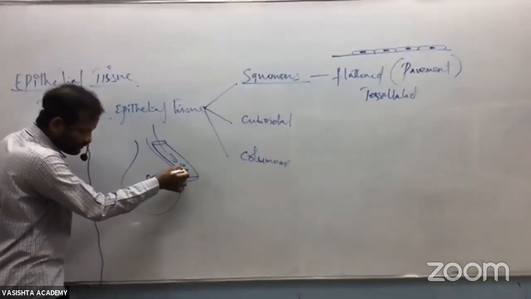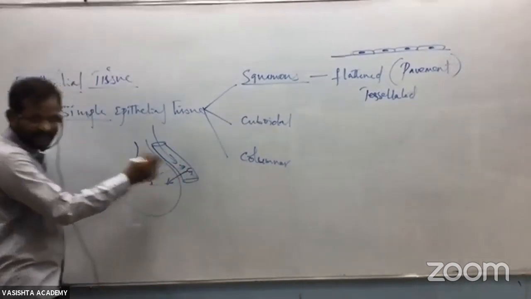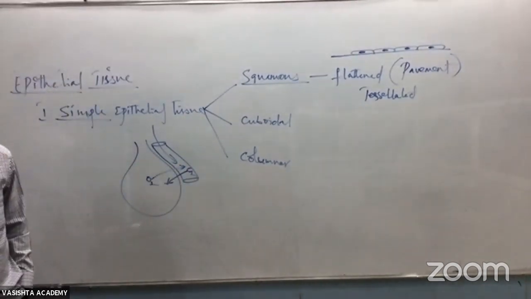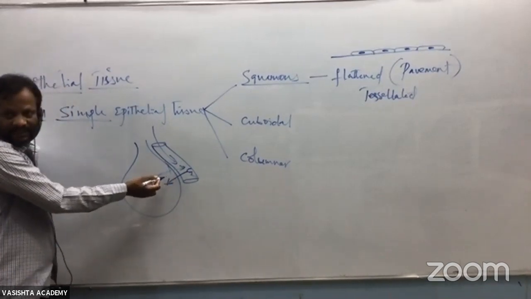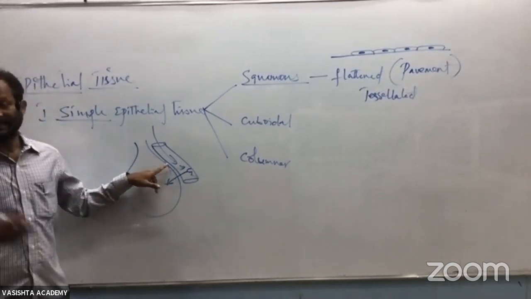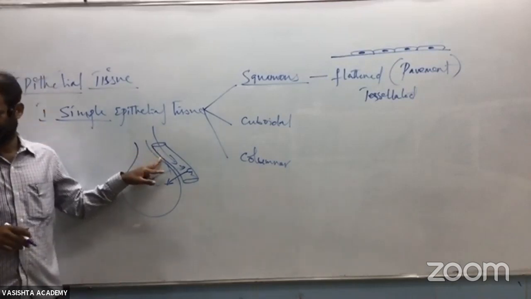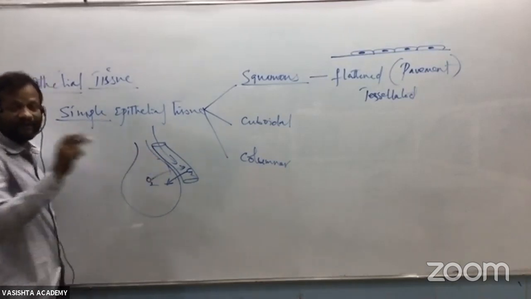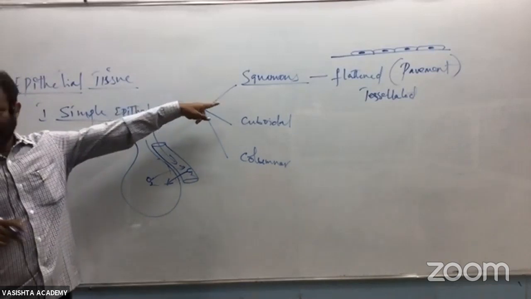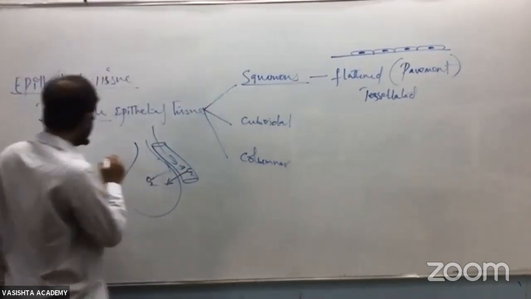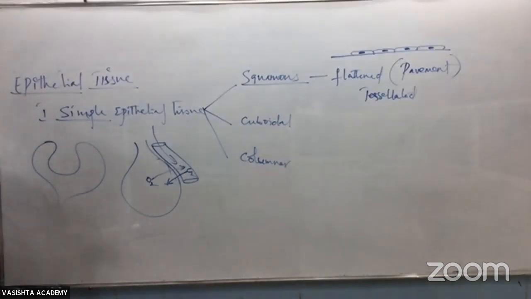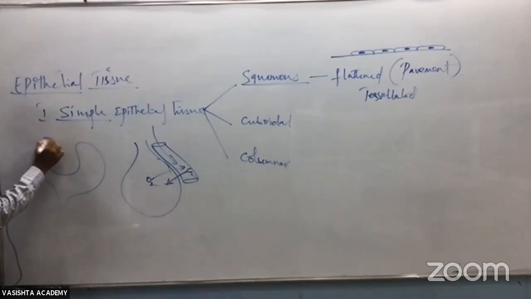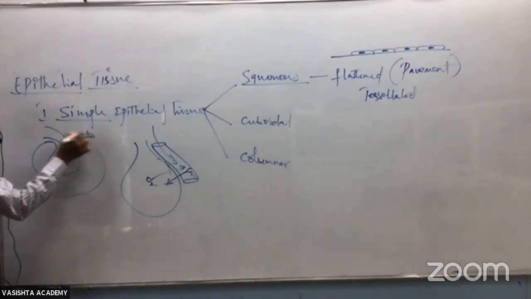At the same time, for the movement of CO2 from the blood into the alveolus, this layer must be very, very thin. If it is very thick, it is difficult for the movement of gases. That's why the lining of the alveolus is squamous. At the same time, Bowman's capsule, you heard about the Bowman's capsule present in the nephron, which is the unit of kidney. So here, glomerulus will be here.